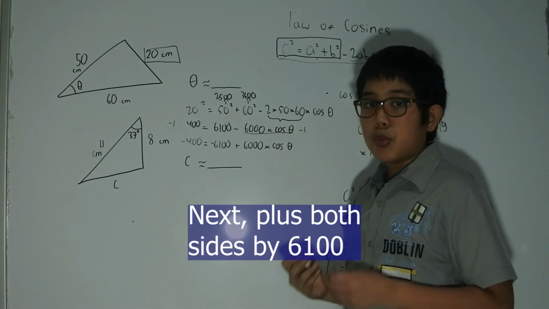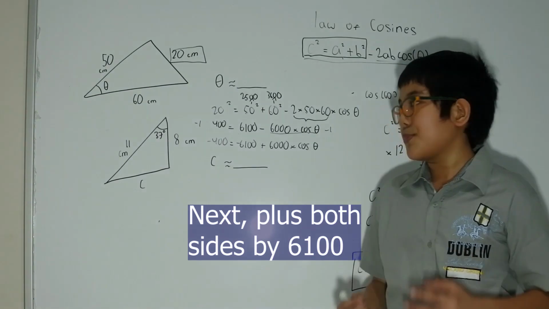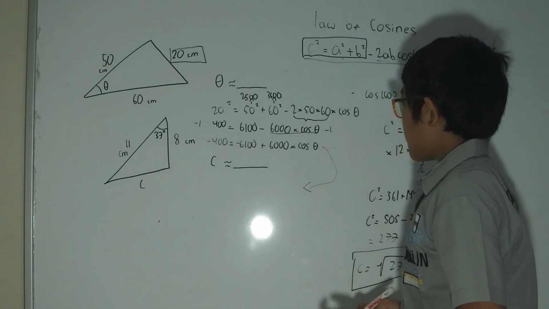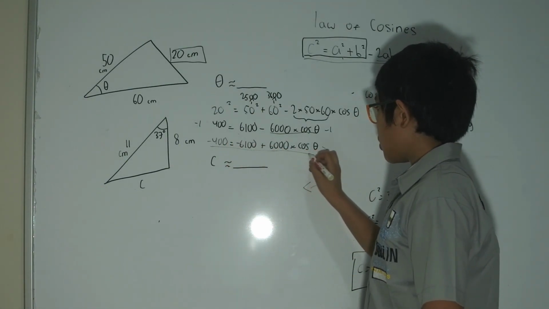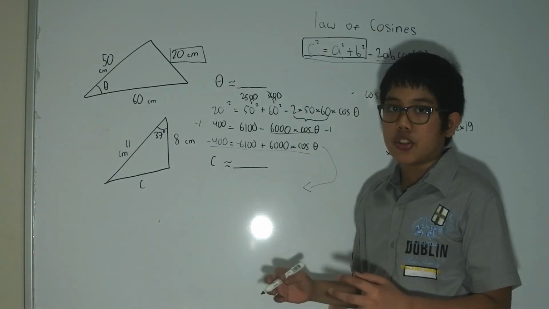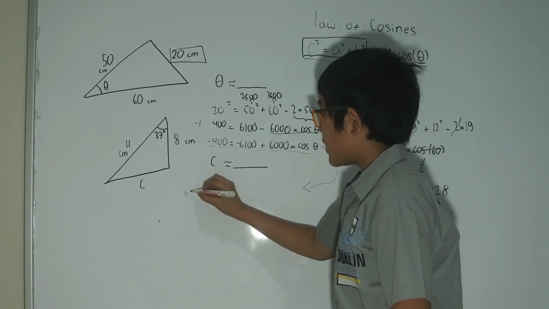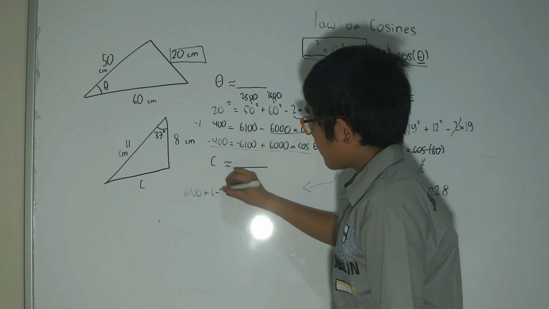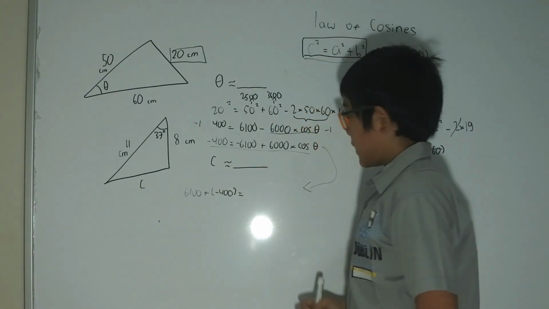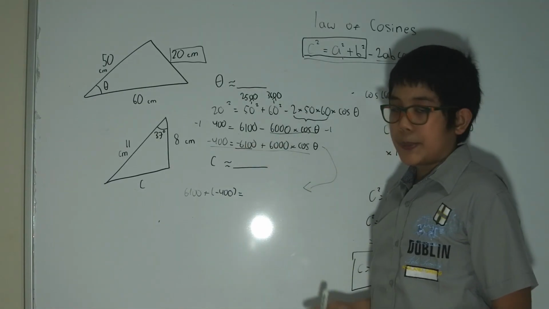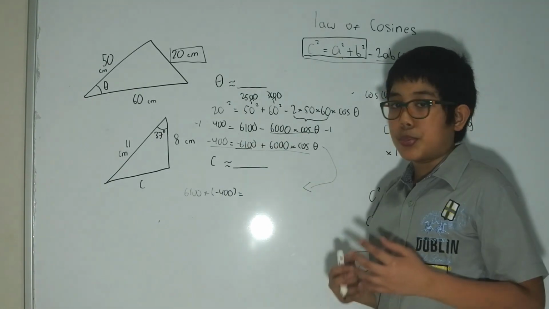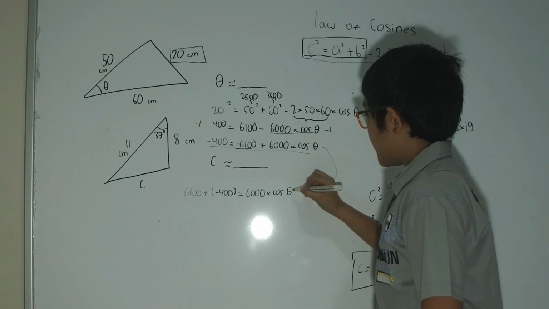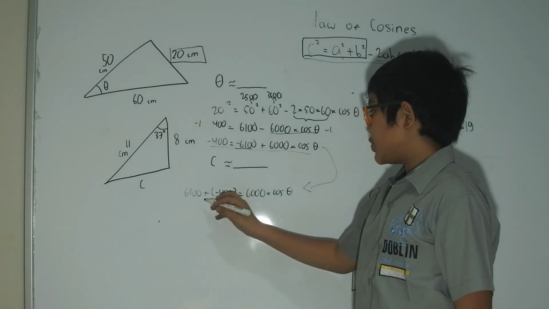So then, we can just add 6100 to both sides. But just for some space, let me just drag it to here. So then, we get that this whole equation is going to be summed by 6100 on both sides. So on the left side, we'll get 6100 summed with -400. And on the right side, because in here is -6100 and we sum it by 6100, those two will cancel out. It's going to be equal to 6000 times cosine of theta.